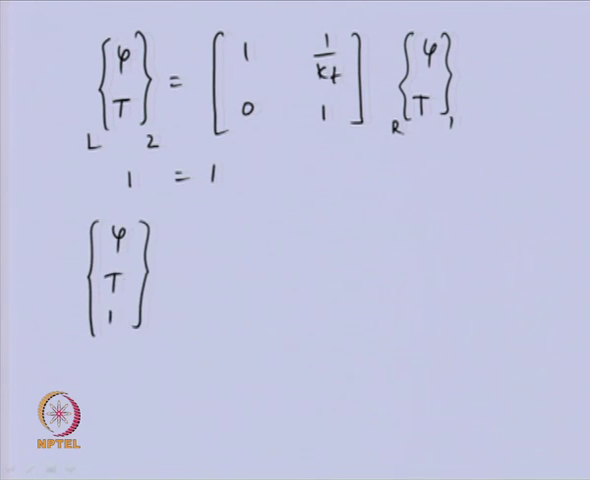So, this is the modified state vector left of disk 1, and this is the modified phi z.